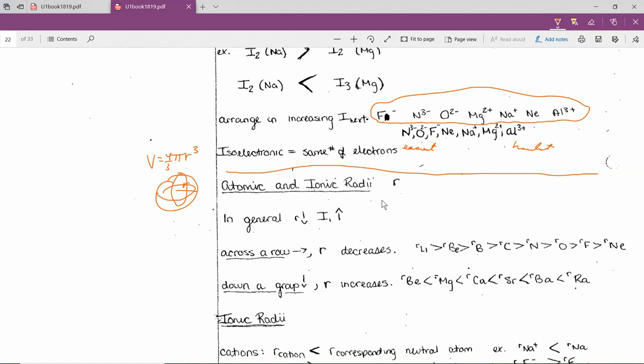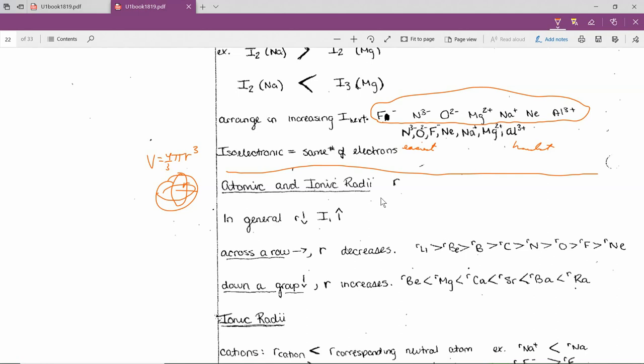Okay, so we approximate an atom as being a sphere, and we're going to look at the radius of the atom. Well, my dogs just came in, but they're going to let me keep talking here. I'm sure they're interested in atomic and ionic radii as well.